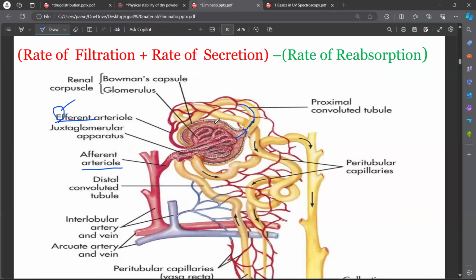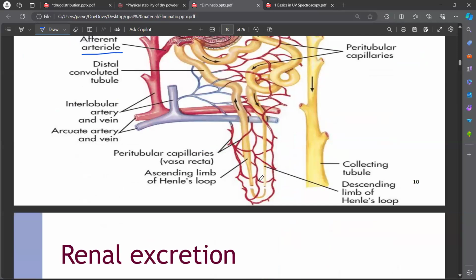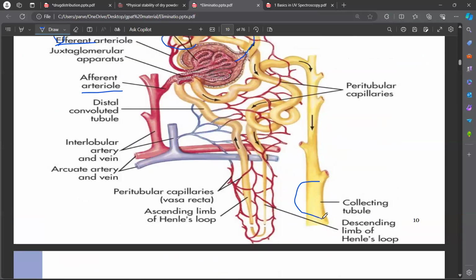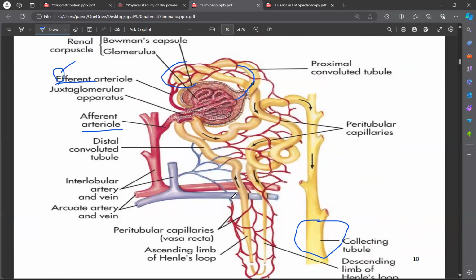So mainly the juxtaglomerular apparatus has the PCT, DCT, and vasa recta, which is nothing but the ascending loop of Henle, descending loop of Henle, and the collecting duct. So basically, this is the whole structure of the nephron, and this you have to also study in human anatomy and physiology, and also while studying the diuretics. So this is the ascending loop of Henle.